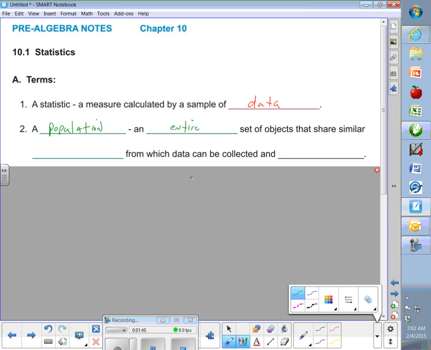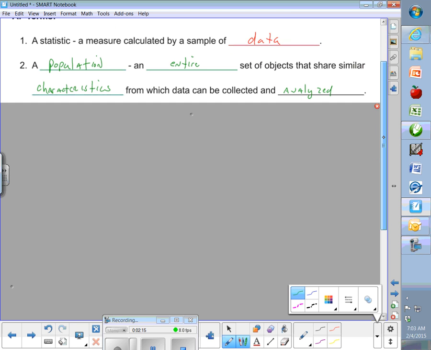an entire set of objects that share similar characteristics from which data can be collected and analyzed. Analyzed, A-N-A-L-Y-Z-E-D. In other words, take the data and draw some conclusions from the data. Learn some things from the data. Figure out some things because of the data. Okay? Analyzed. And of course, this happens all the time.